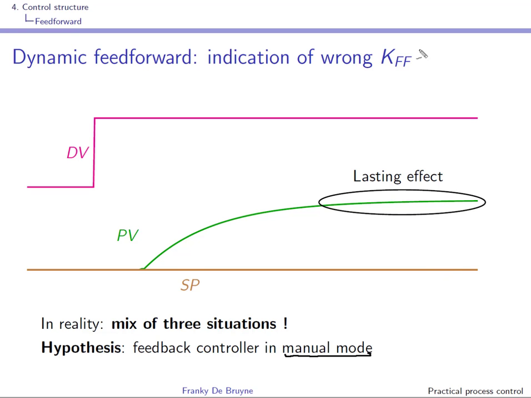This means that the gains in the two influence paths, the one that goes through the process and disturbance dynamics, and the one that goes through the feed forward, are not adjusted properly. So if you see a lasting error, a lasting deviation from a set point in the presence of a disturbance, with of course the manual mode, and assuming that you've started with a PV on set point, this means that the gain in the feed forward has not been chosen properly.